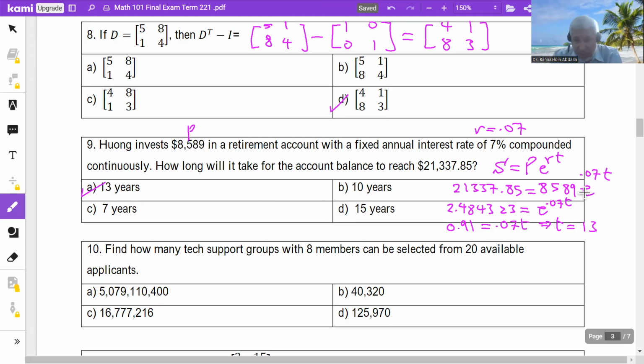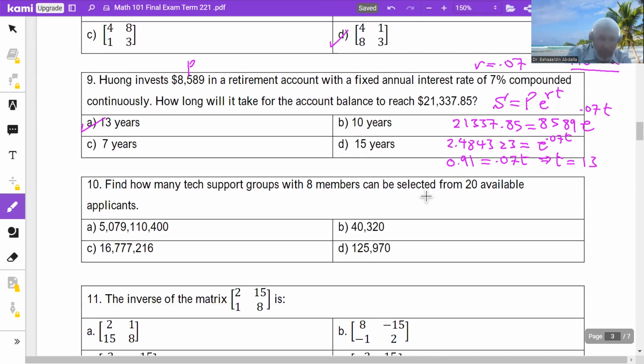So remember, to get rid of e, you have to divide first by 8589 and then apply ln, because the formula is ln e^x equals x. So when it is a number times e, if there is a number before e, we cannot use this rule.